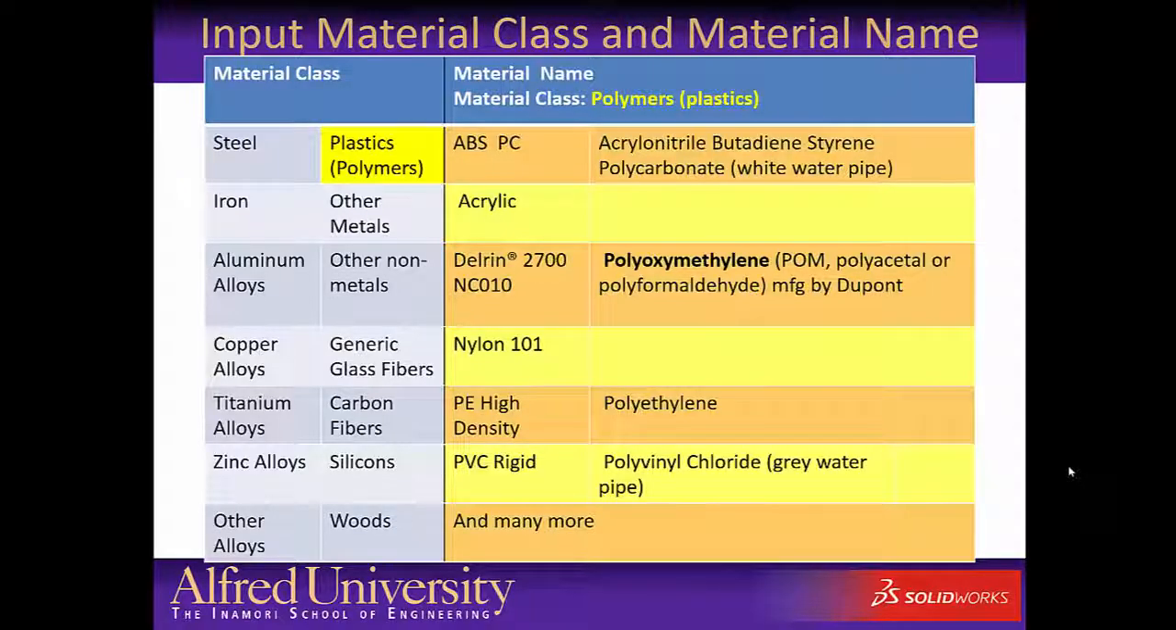So depending on what material you intend to use for a part, you can have a number of different alternative choices. For example, for metals, you'll have options for steel, iron, aluminum alloys, copper alloys, titanium alloys, and others. If you were to select plastics instead, you have a number of plastics for which data exists in the SOLIDWORKS Sustainability database. These include ABS plastic, acrylics, nylon, polyethylene, polyvinyl chloride, etc.